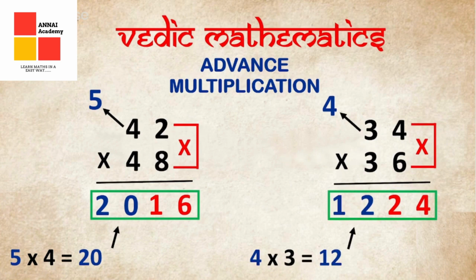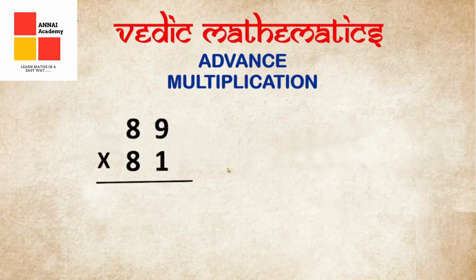Now we will multiply 89 by 81. Let's see how we can solve this question. The number of unit place is 9 and 1. If we add 1 and 9, then it will be 10. And 8 is common in both the numbers.